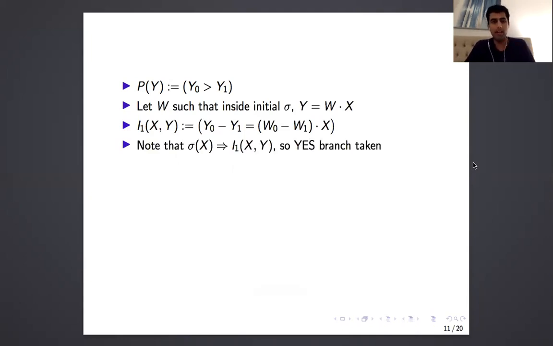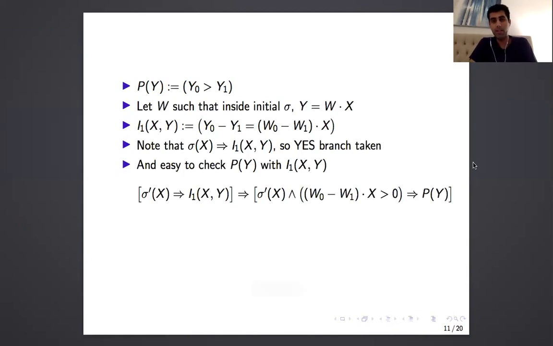Note that for all inputs X that lie inside the initial activation pattern sigma, the formula sigma X implies the intermediate property I1 XY. So the yes branch will always be taken. So here itself we can see that this is an advantage that we provide in our method over the baseline approach.